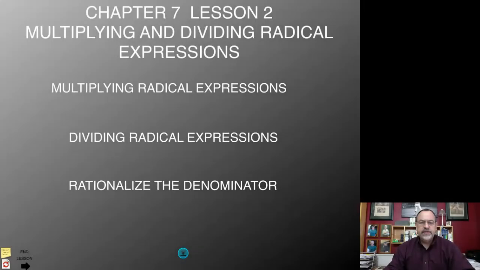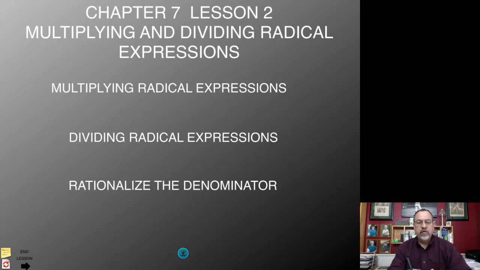Advanced Algebra Chapter 7, Lesson 2, and we want to look at rationalizing the denominator. Now, we've just spent some time looking at dividing radical expressions, or a division of radical expressions, which is really a fraction where you have a radical in the numerator and a radical in the denominator. And to divide, we simply simplify those radicals as much as we can within the fraction.